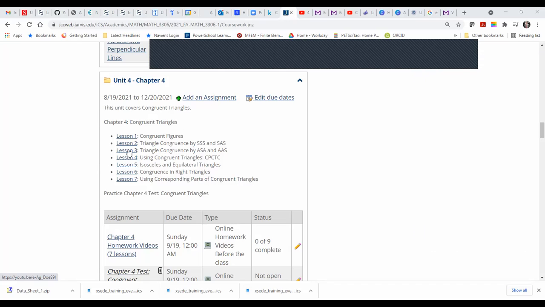So the next lesson will be talking about triangle congruence by angle, angle, side and then angle, side, angle. You can see the video here.